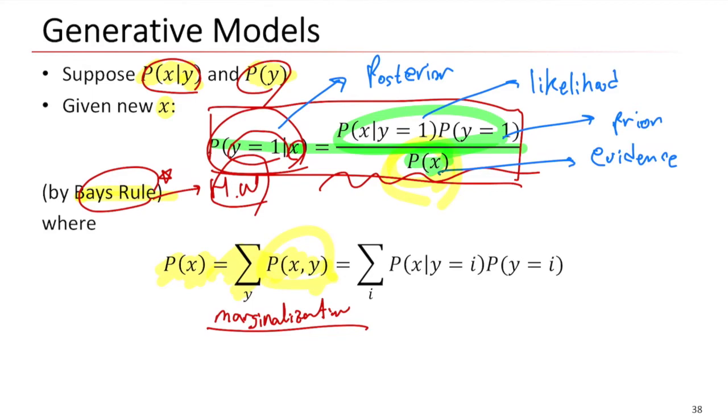Then from the definition of the joint probability, it can be represented like this: the summation of this term across every class. So this is the representation of the generative model using the Bayes rule.